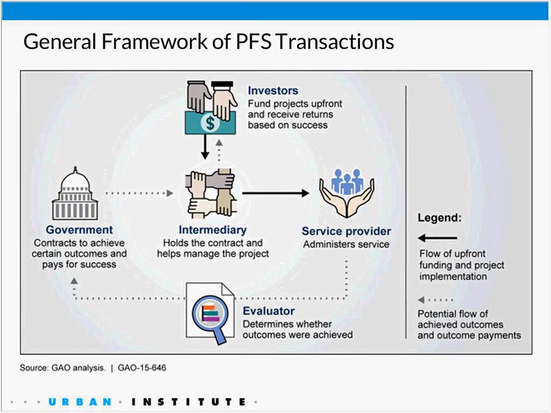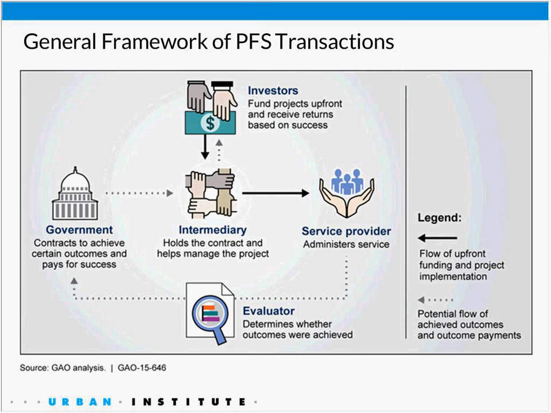So I will talk a little bit about the who and then turn it over to John to talk about the what and the why. The graphic on your screen is from GAO, the Government Accountability Office, and their recently released report on Pay for Success.